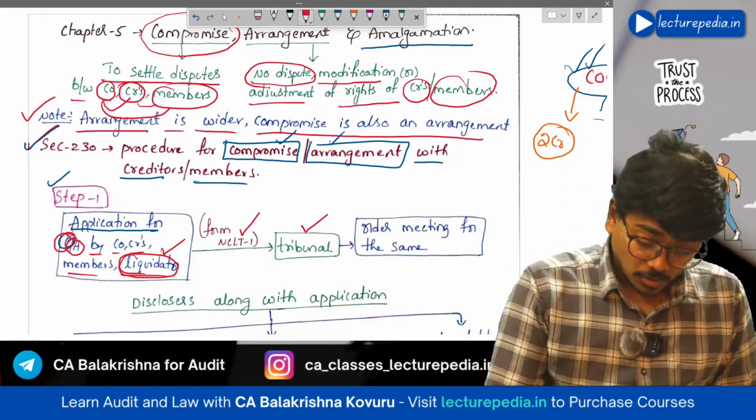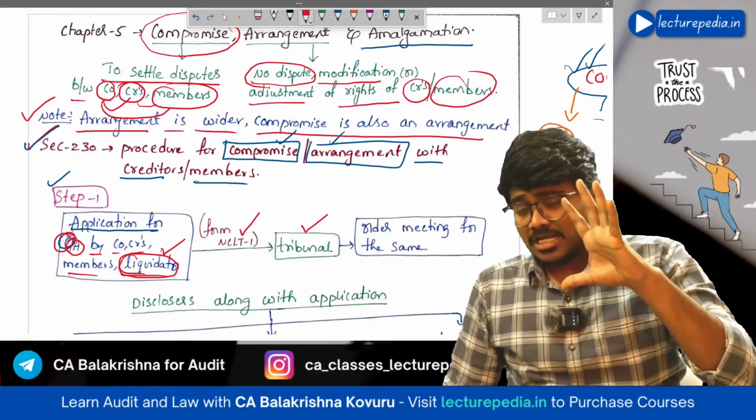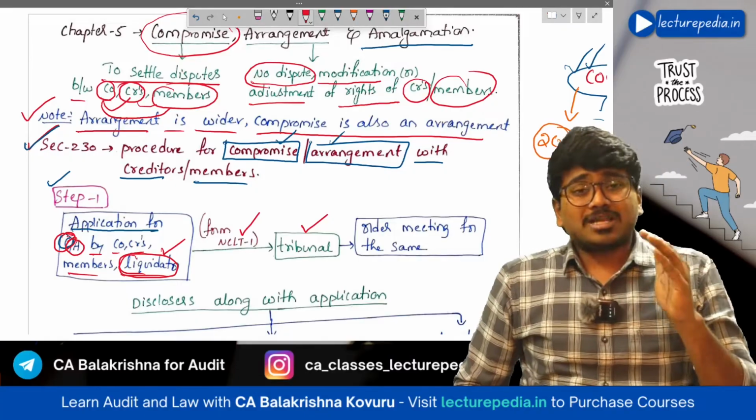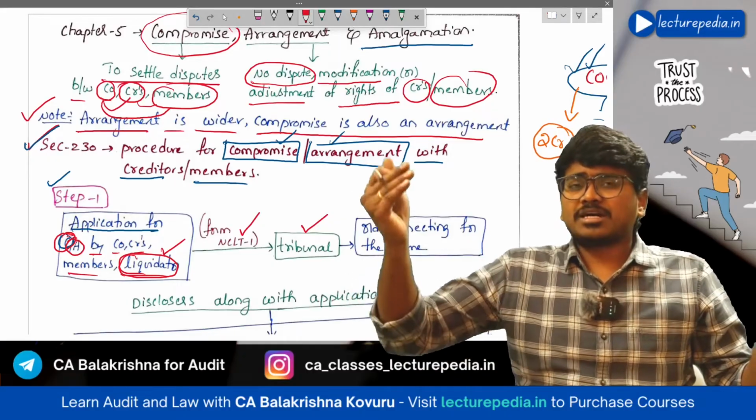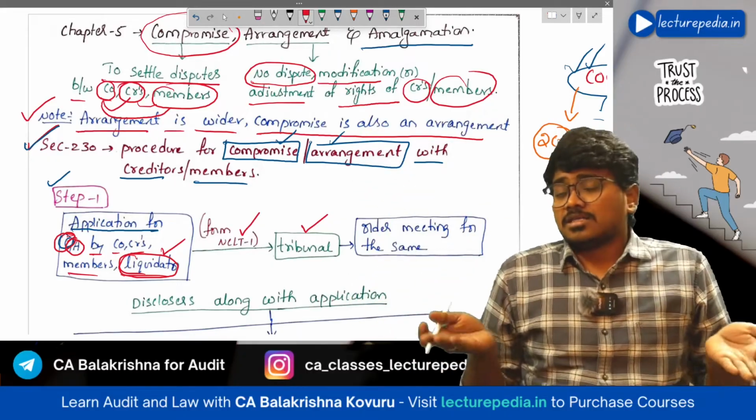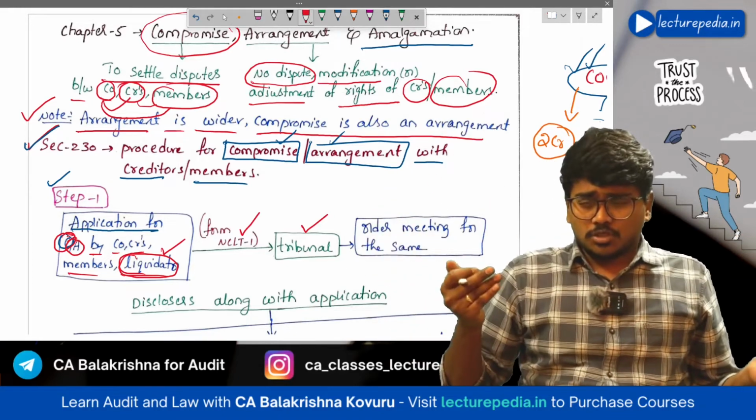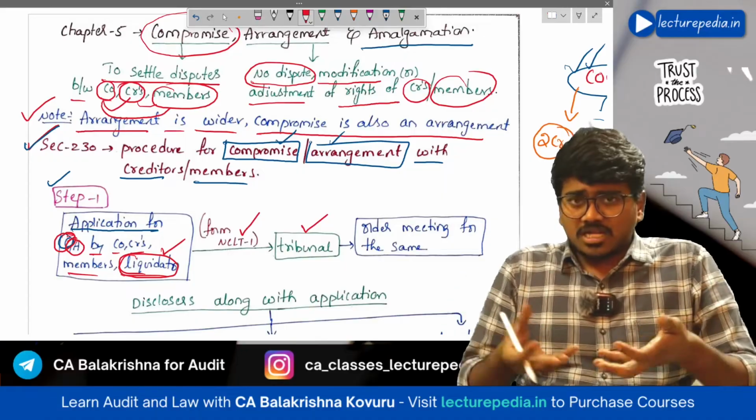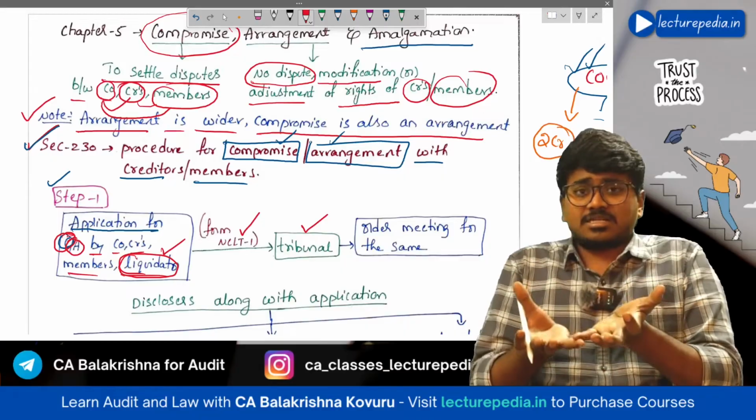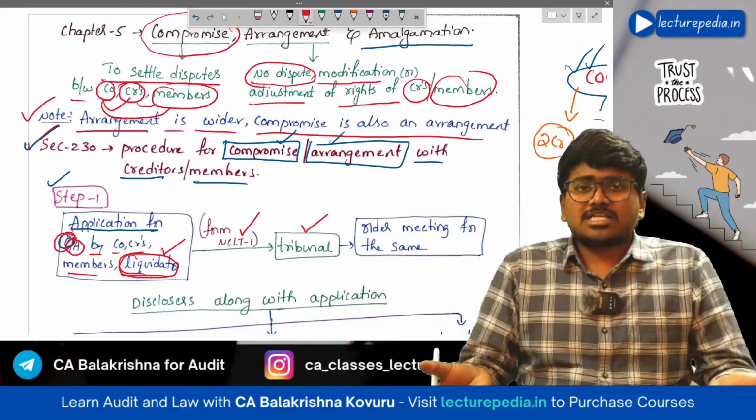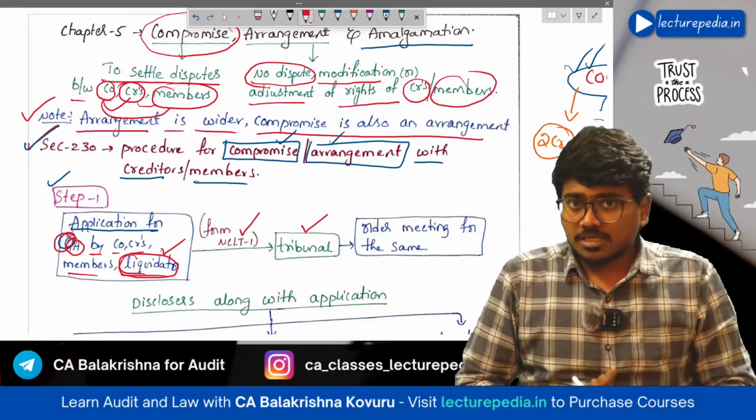Okay, now once application has been made to the tribunal regarding this compromise or arrangement, what the tribunal will do is tribunal will ask the company to call for a meeting of creditors or members. See, here the compromise is between company and creditors or members. So for the compromise or arrangement to take place, all these people have to come together and discuss, right? For discussion, a meeting should be called. That is what the tribunal is ordering for. Tribunal will order to call a meeting.